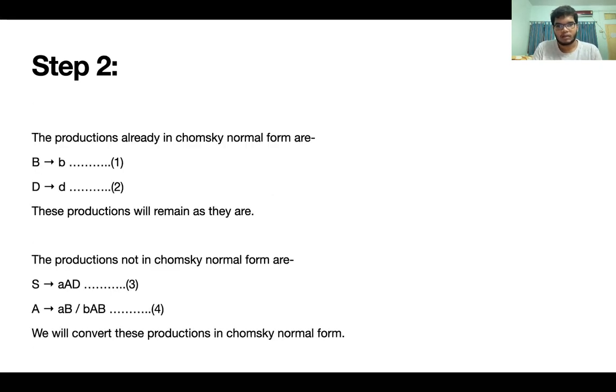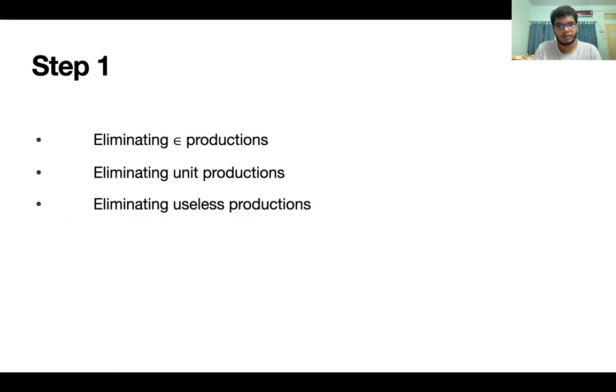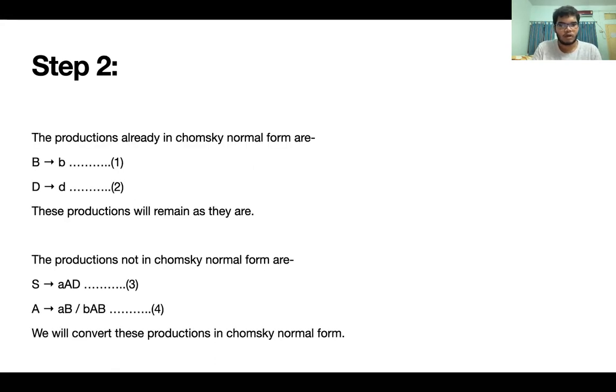But in the problem, there are no such things, so we are skipping this step. So the productions already in CNF, as we have discussed previously, are these two productions. They will remain as they are. The productions which are not are the first two. Now we will convert these productions into Chomsky normal form.